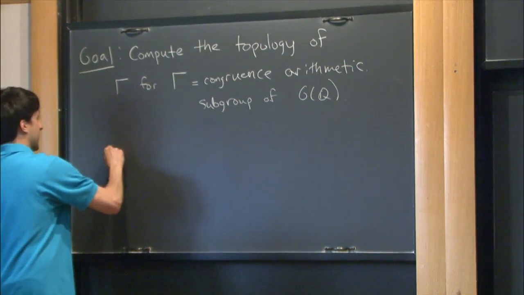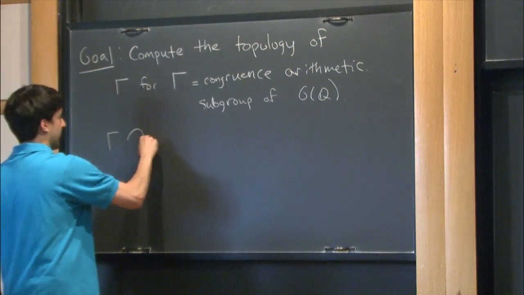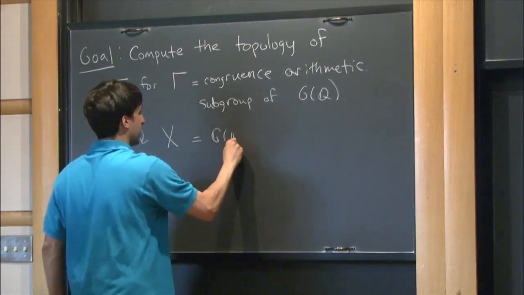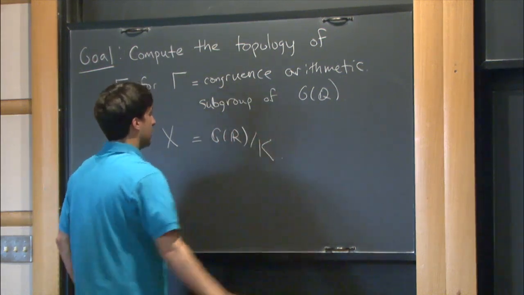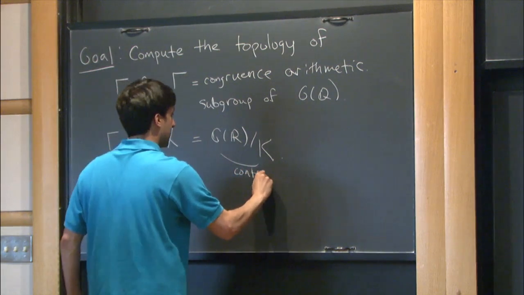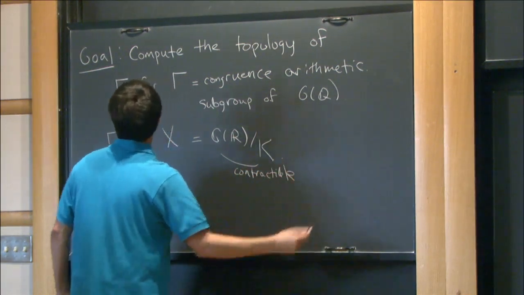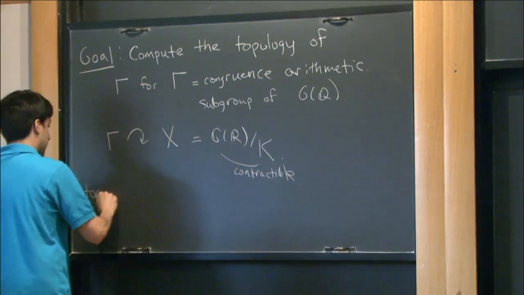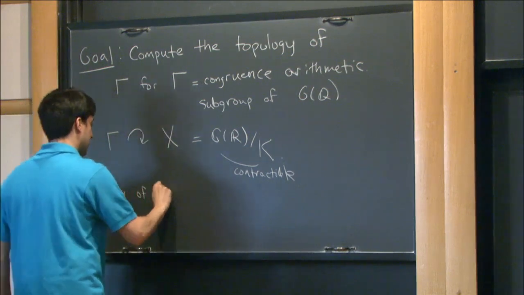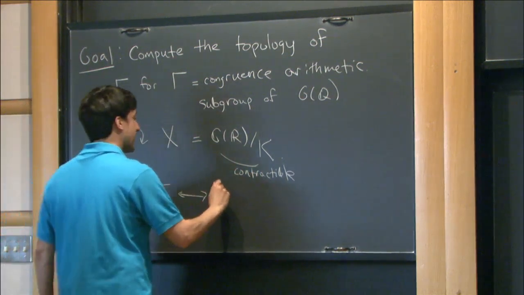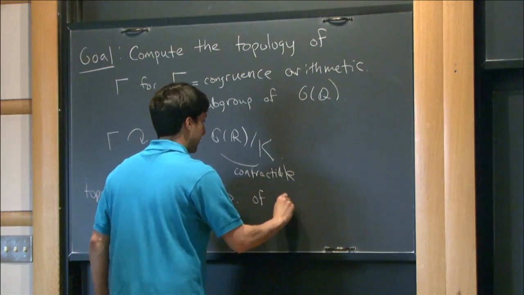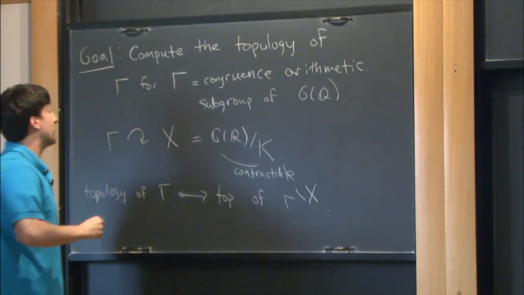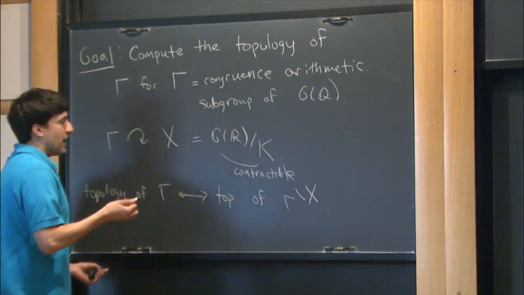So gamma acts on its associated symmetric space, which is contractible. And by the topology of gamma, I really mean it's exactly the same thing as the topology of this locally symmetric space, gamma mod x.